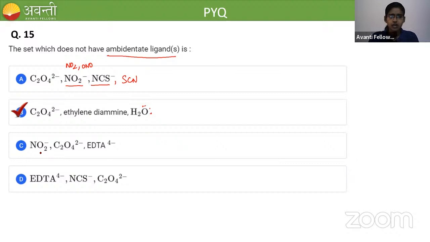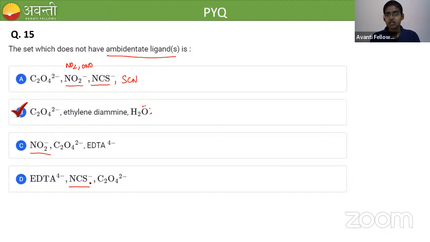In C we have NO2. I told you NO2 is an ambidentate ligand. So one of the ambidentate ligands is present there in the set. So that cannot be the answer. And option D also contains NCS, which is an ambidentate. EDTA 2 minus is not an ambidentate ligand. NO2 and NCS, these two are the most important ambidentate ligands which we study. Okay. So option B doesn't contain ambidentate ligands.